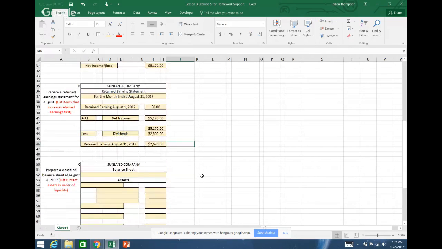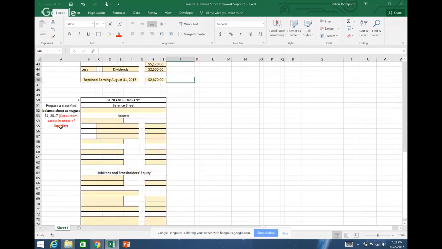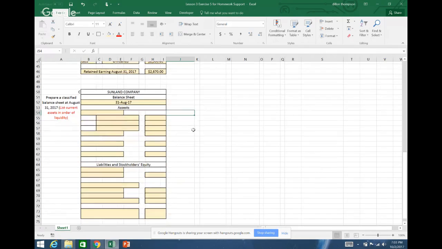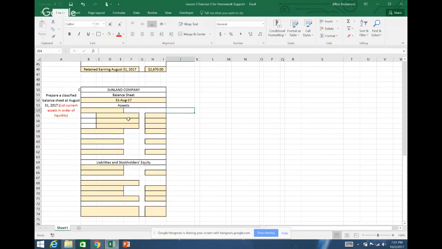The third portion that the question is asking us is a balance sheet. The instructions say to prepare a classified balance sheet at August 31st, 2017. List current assets in order of liquidity. So for a balance sheet, it's a date instead of a period of time, which would be August 31st, 2017. The balance sheet consists of two different portions: the assets in this portion and the liabilities and stockholders' equity in this portion.